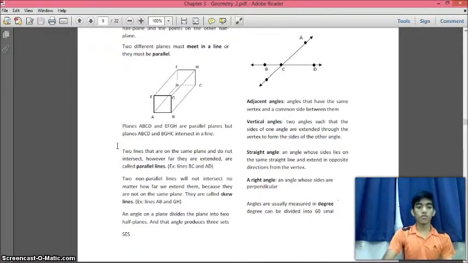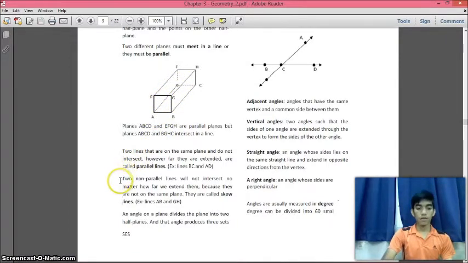Then, two lines that are on the same plane and do not intersect, however far they are extended, are called parallel lines. For example, here in this picture is line BC, B and C, and line AD, A and D.